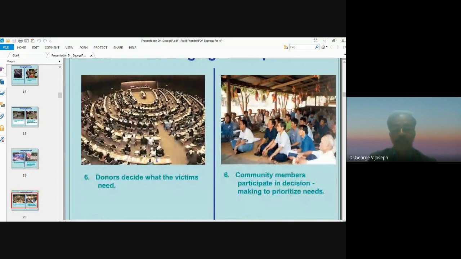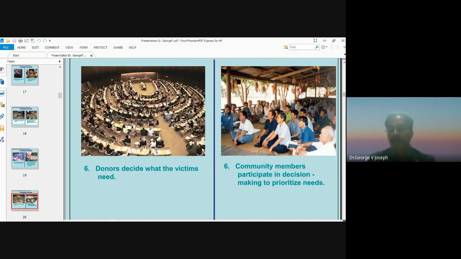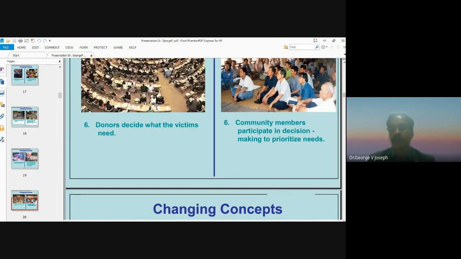Donors decide what the victims need. That was the thinking early, but now it is community members' participation in decision making and prioritizing. Suppose you have limited resources for rehabilitation or restoration work. The community will be able to tell you what their priorities are.